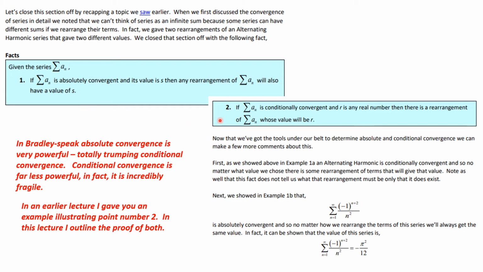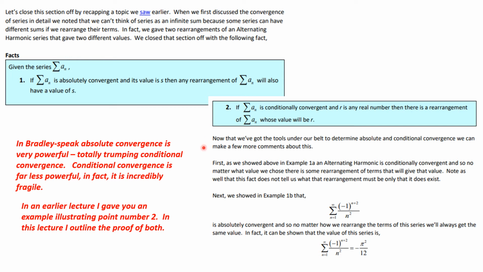The other thing that we looked at, and this is called number 2 here, is that if it is conditionally convergent, meaning it's not absolutely convergent, and r is any real number, then there is a rearrangement of the summation of a sub n whose value will be r. This is kind of an amazing fact, and this is sometimes called the Riemann rearrangement theorem in honor of the great mathematician Riemann. He's the same Riemann that you studied in Calc 1 when you were talking about Riemann sums.